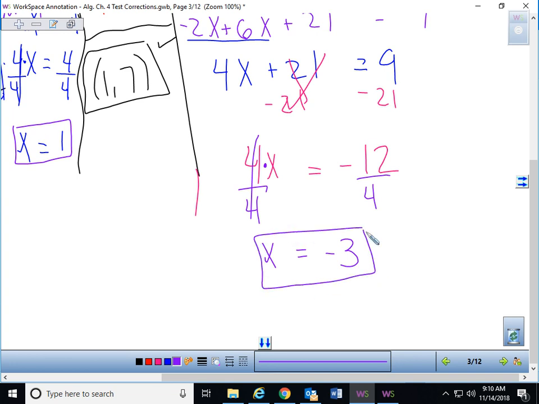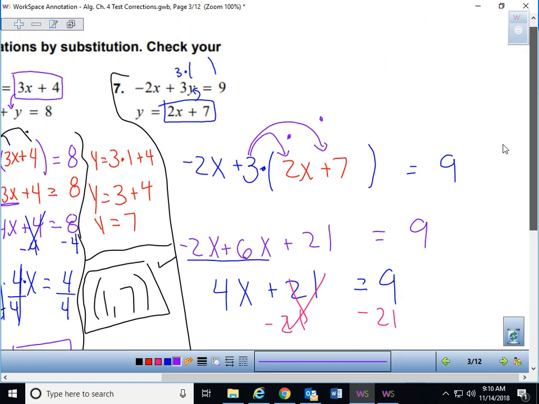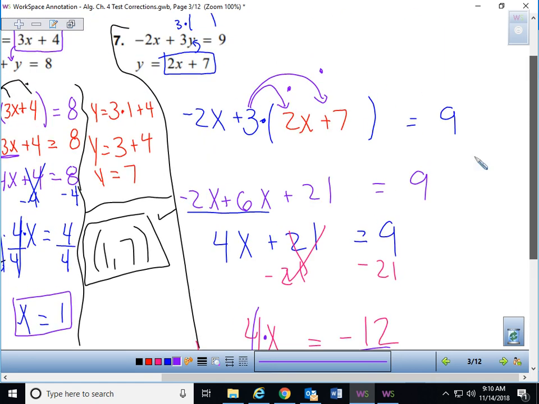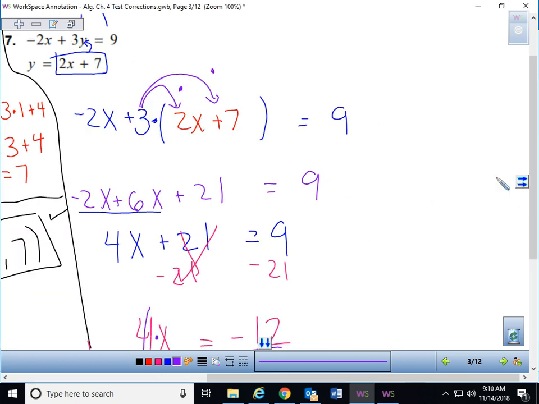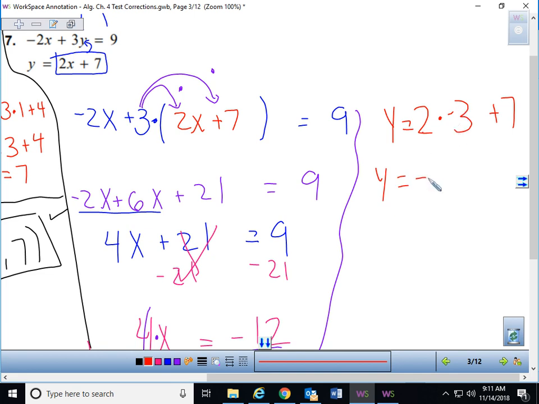Now, I'm not done until I find this y value. So I'm going to take what I just came up with, x is negative 3. I'm going to plug it into the easier equation, which is actually the bottom one, because I want y, and y is already alone. So I'm going to go over here, do a little wiggle. I'm going to plug the x value of negative 3 into this equation. So I have y equals 2 times negative 3 plus 7. So I have y equals a positive times a negative is a negative. 2 times 3 is 6 plus 7. This tells me y equals 1.